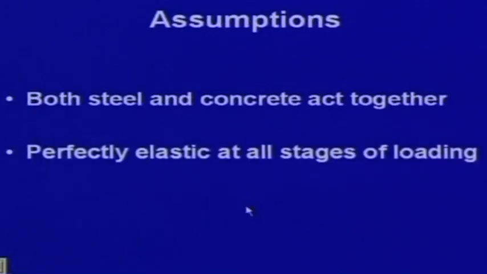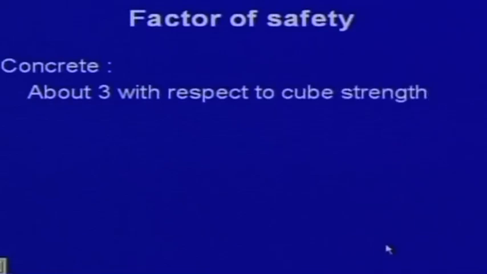Perfectly elastic at all stages of loading, this one we are assuming, and we have to consider factor of safety. Factor of safety we consider for concrete is about 3 with respect to cube strength. The cube strength is from the cubes that are 150 by 150 by 150. So, from the cube strength we shall find out, and we shall take factor of safety 3.